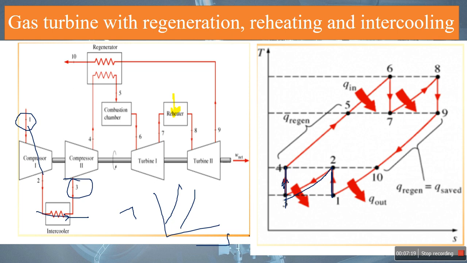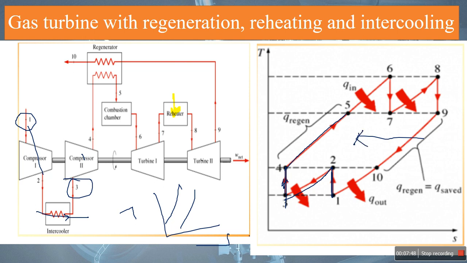That 3 to 4 is again compression in the second stage, that is the high pressure stage or high pressure compressor, and 1 to 2 is the low pressure compressor. We also discussed this in the previous videos. Then 4 to 5 is the heating. That 4 to 5 heating process is carried out in the regenerator, and that heat is given by the heat loss of the exhaust gas of the turbine.